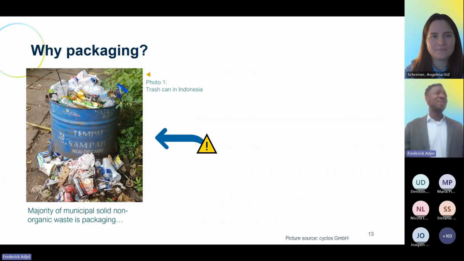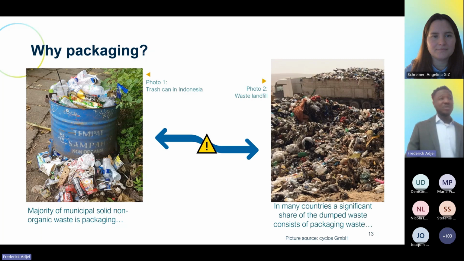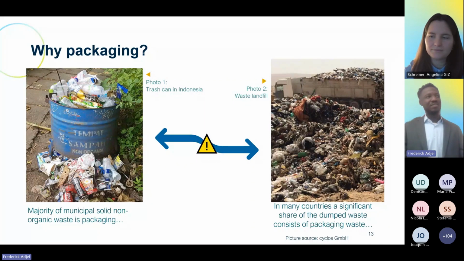Well, so why packaging? If you look at this, a lot of the trash we find in municipal solid waste is packaging. I like to think of it this way. Think of the job to be done. If you are thirsty, you are not really looking at packaging. You are looking for water. If you're looking for food, it's the food you're interested in. Whatever it is in that container, it's the contents that you are interested in. At the end of the day, what is left behind, the residue, is packaging.